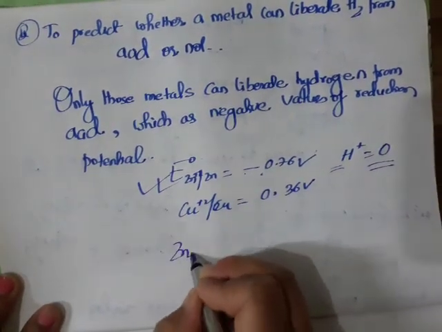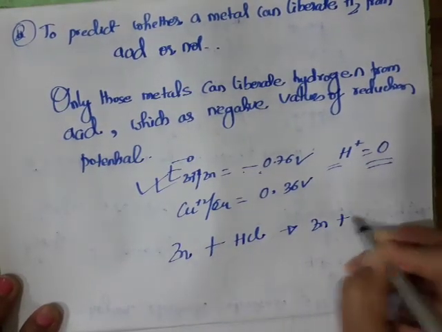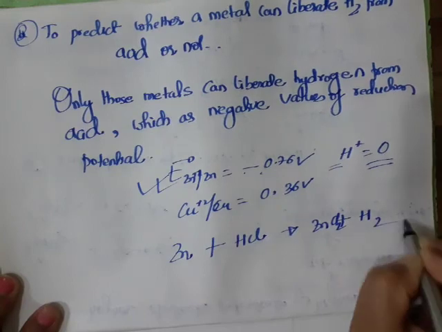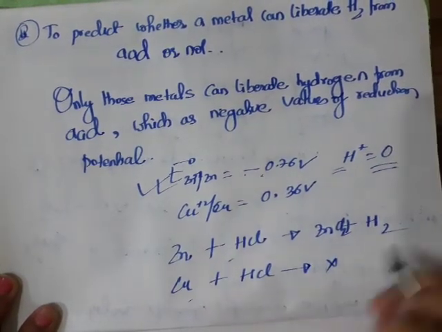So whenever you have this reaction, zinc can displace hydrogen from the acid, but copper will not displace hydrogen from the acid.